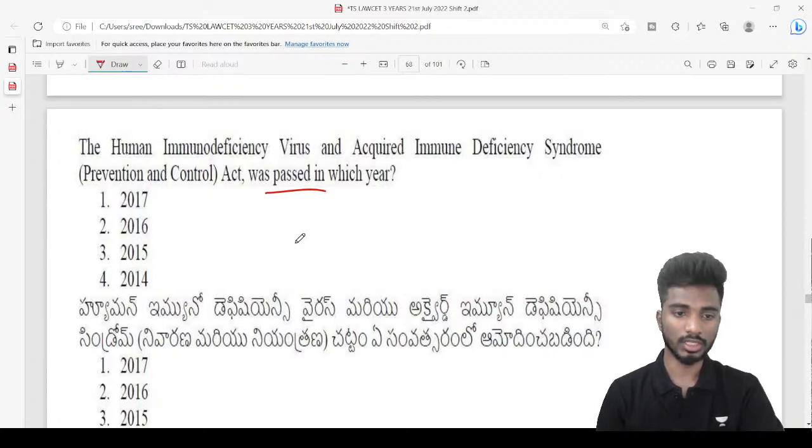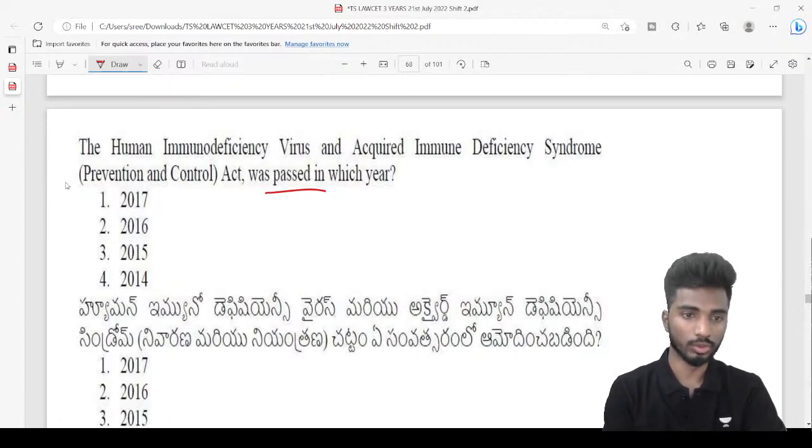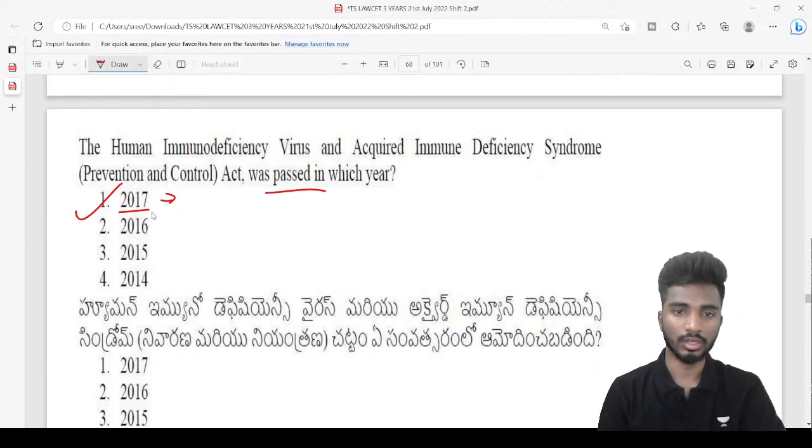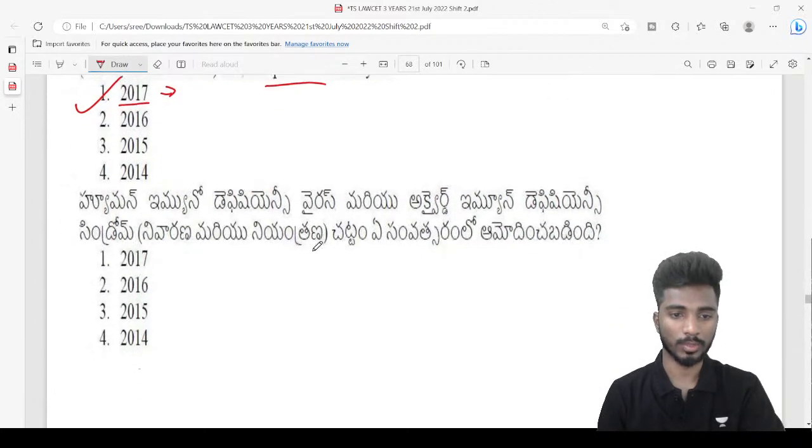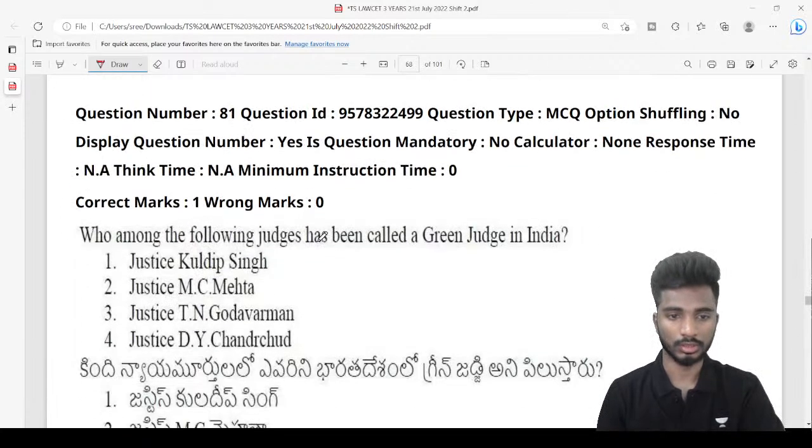What do you think is the answer? Very good, Venu. So the answer is, yeah, no problem. 2017. So in 2017, the HIV AIDS Prevention and Control Act was passed, right? Yeah, answer this question. Who among the following judges has been called a green judge in India?